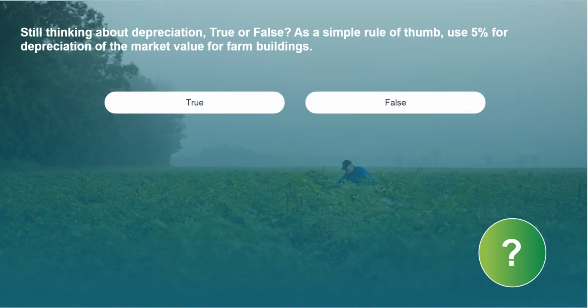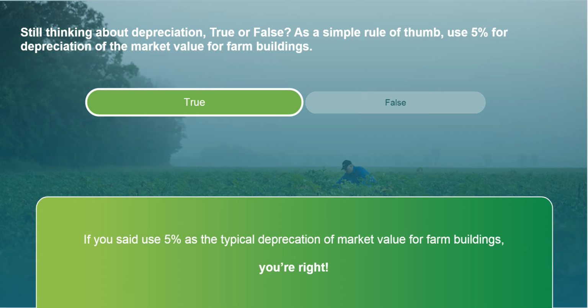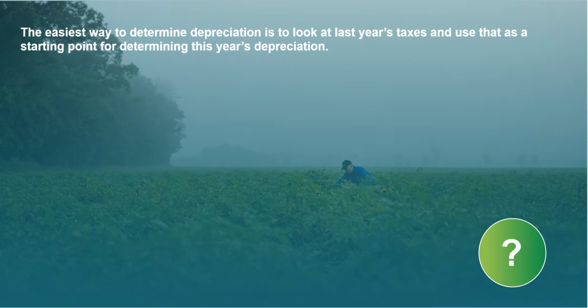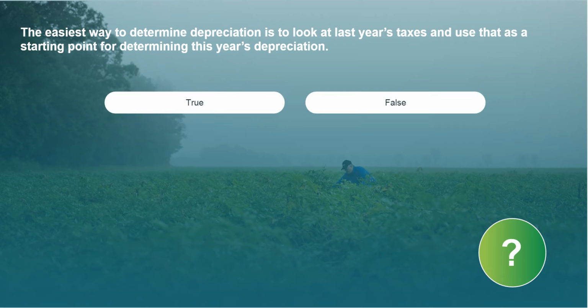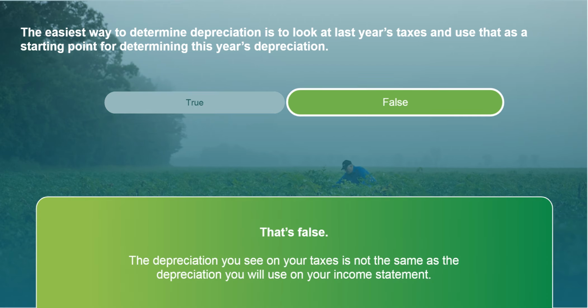Still thinking about depreciation, true or false? As a simple rule of thumb, use 5% for depreciation of the market value for farm buildings. If you said use 5% as the typical depreciation of market value for farm buildings, you're right. The easiest way to determine depreciation is to look at last year's taxes and use that as a starting point for determining this year's depreciation. That's false. The depreciation you see on your taxes is not the same as the depreciation you will use on your income statement.